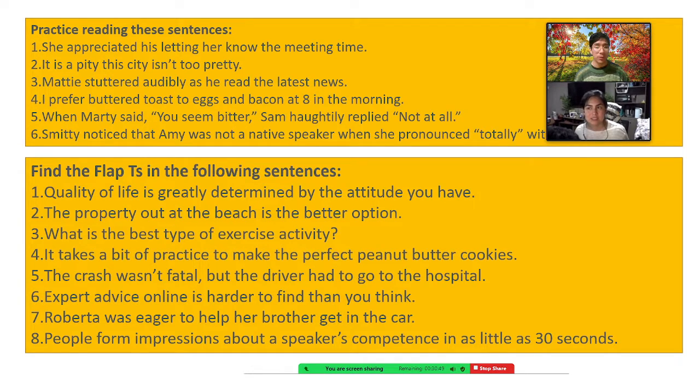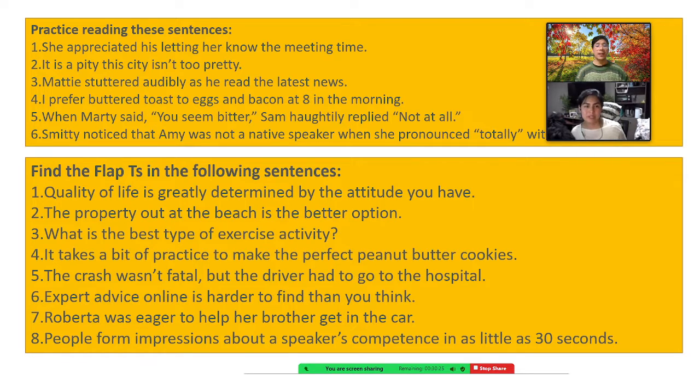Quality of life is greatly determined by the attitude you have. Suena más británico. Okay. Next, number 2. The proper outfit at a beach is better option. Option. Okay.